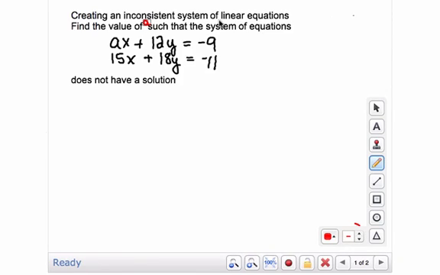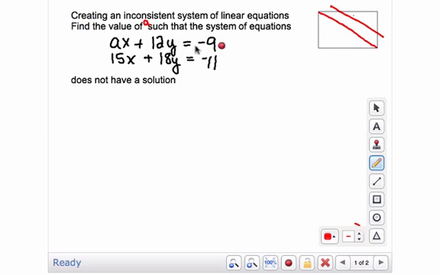Creating an inconsistent system of linear equations. For this topic, it asks you to find the value of a variable such that the system does not have a solution. So basically what you're looking for is the value of a that would make these two equations have the same slope. Because remember, lines that have the same slope are parallel and they never intersect, so they would not have a solution. So in this case, it's asking you to find out the value of a.